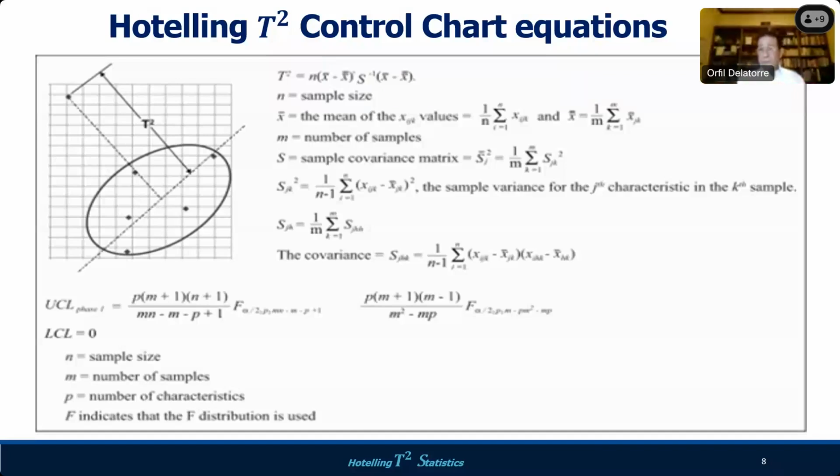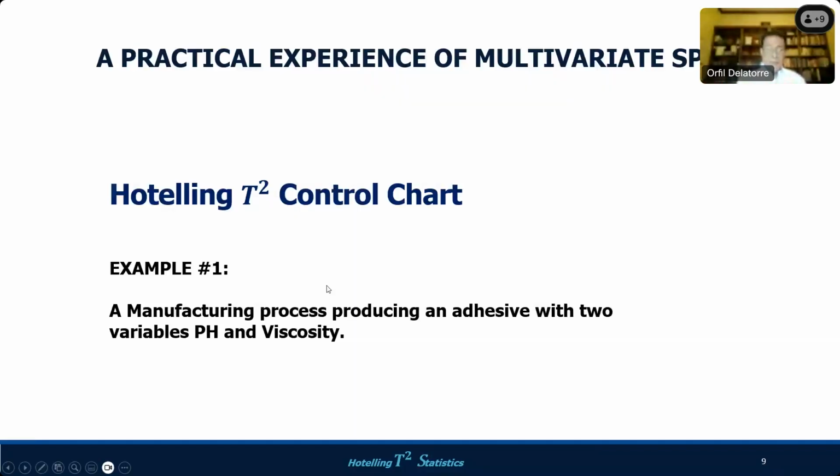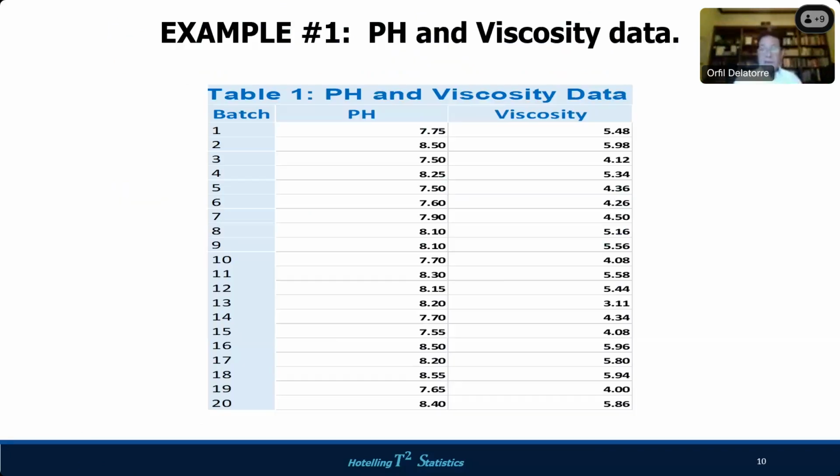This is an example. Very simple, so you can understand the concept. A manufacturing process producing an adhesive with two variables, the pH and viscosity. Okay? That's a chemical process. And you have this data. You have 20 batches here, the data for pH and viscosity. So you can see right here, 20 data points for both pH and viscosity.